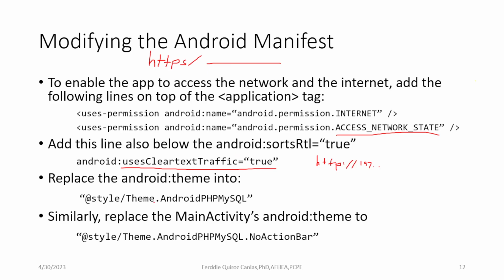And then we need to change the entire theme of our project. So replace the old project name with the new project name that we have created earlier in the theme, which is Android-PHP-MySQL. Similarly, we need to change the main activity's Android theme to no action bar. So just go to Android Studio and do the things here.